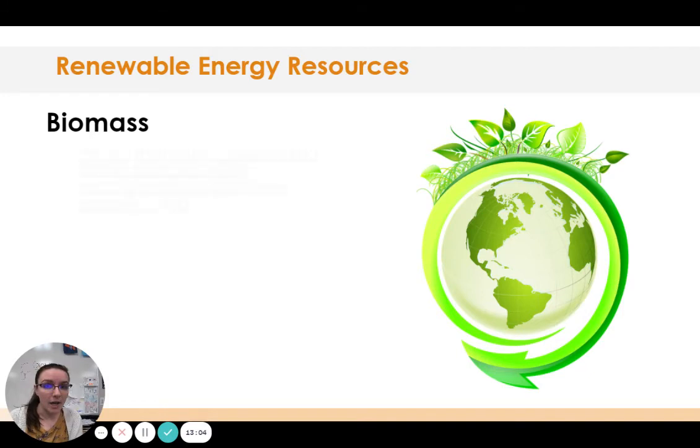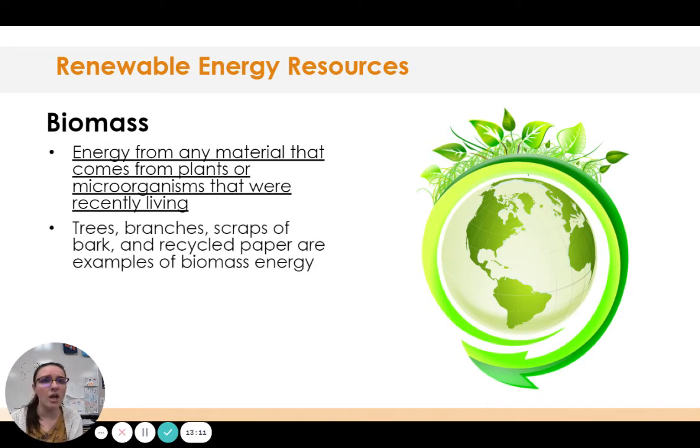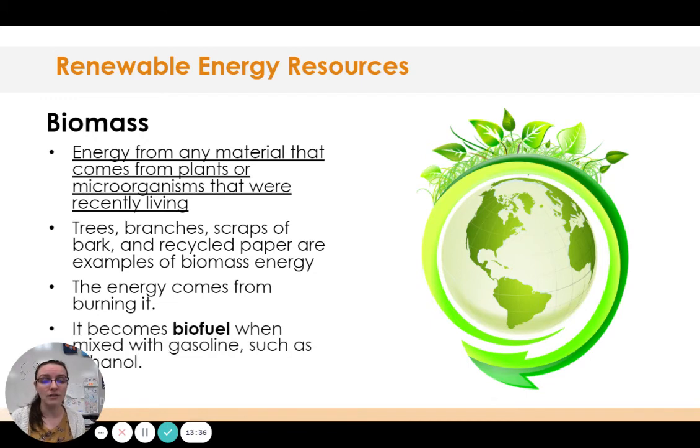Next, there is biomass, which is energy from once living things, plants or microorganisms, trees, branches, scraps of bark. All of those are types of biomass. And typically, you get energy from burning biomass. So if you've got my grandparents' farm in the middle of nowhere, Illinois, after the fall, when all of the leaves are there, they will rake everything up and have a big bonfire of the yard waste. That would be biomass energy.